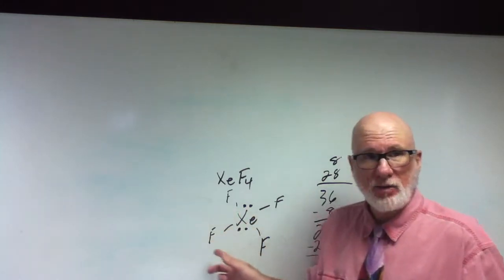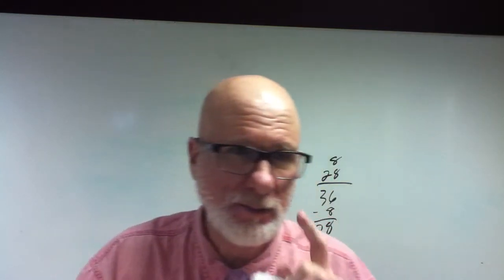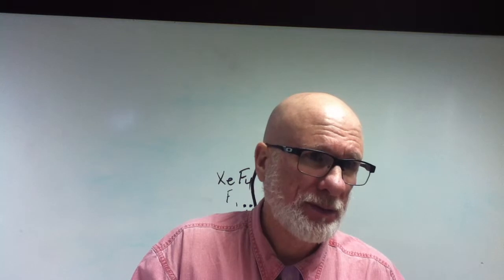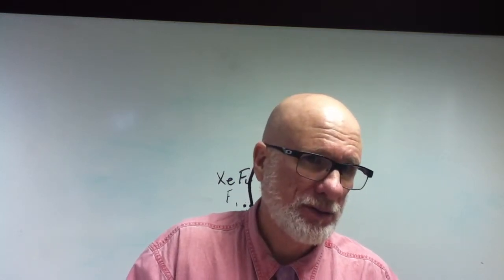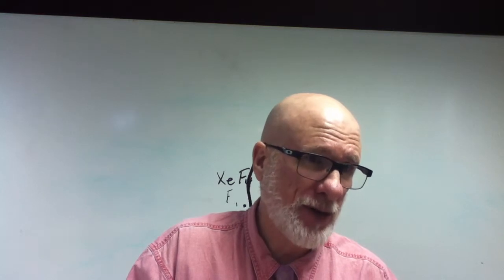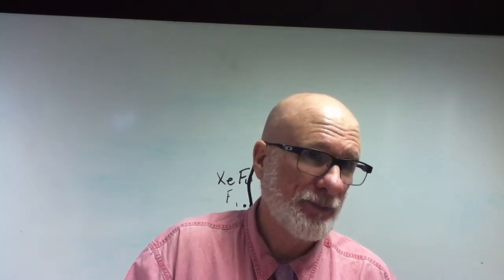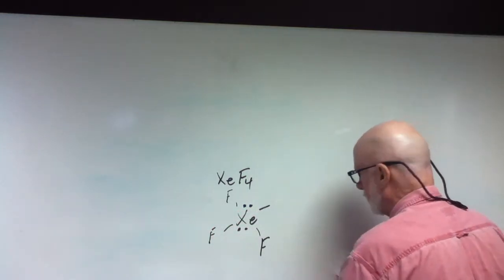Now, again, that's not what we call a regular geometry. What are the regular geometries? Linear, trigonal planar. Just count the number of bonds. Tetrahedral, trigonal bipyramidal, and octahedral, right? Yes? All right.